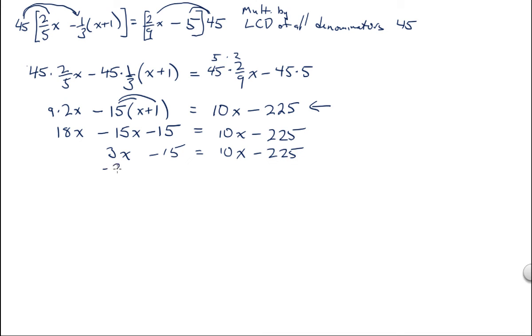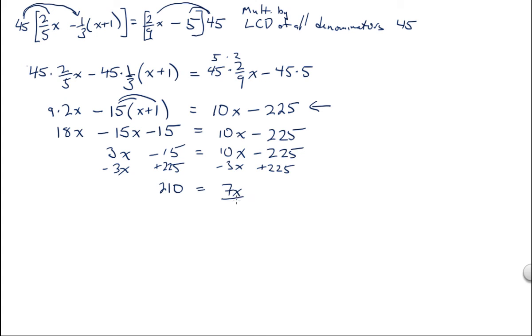I guess I'm going to subtract 3x from both sides. It doesn't really matter which way you go, but I'm going to bring the x's to the right side, and I'll add 225 to both sides as well. Kind of doing both of these steps at the same time. So on the right side we have 7x. On the left side the x's cancel. On the left side we've got 225 minus 15, which is 210.